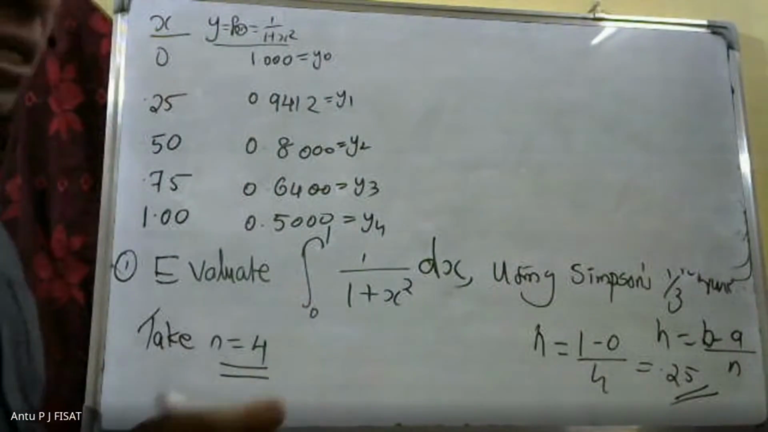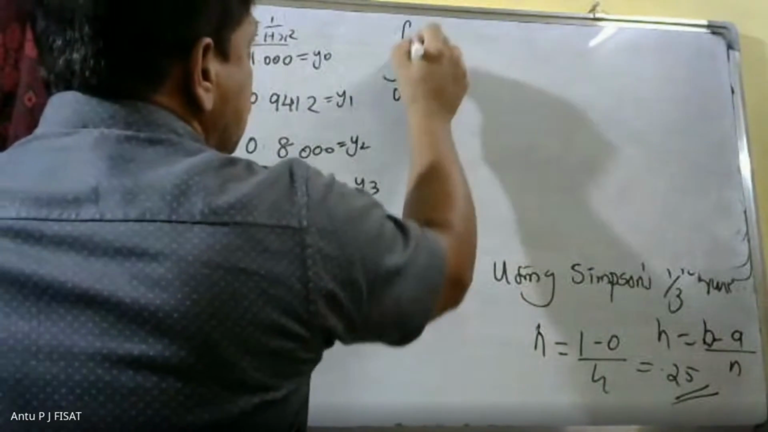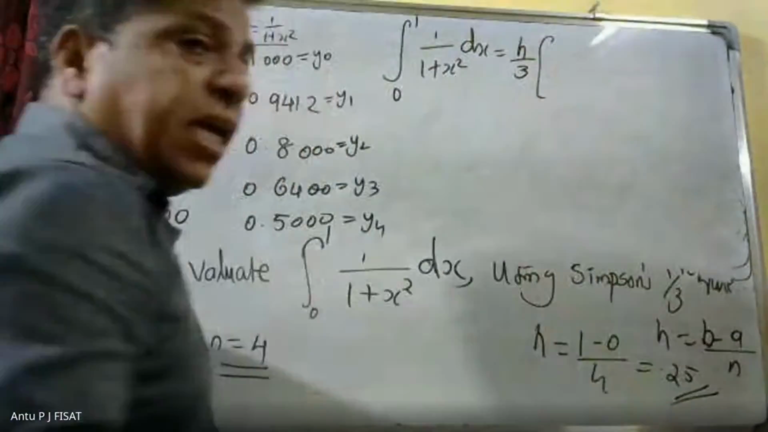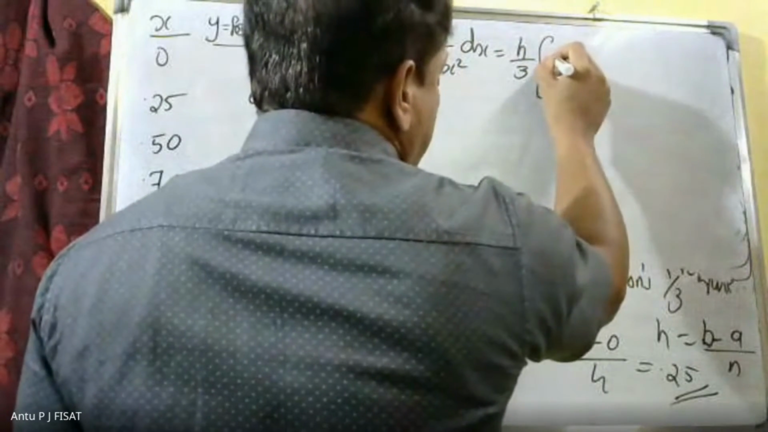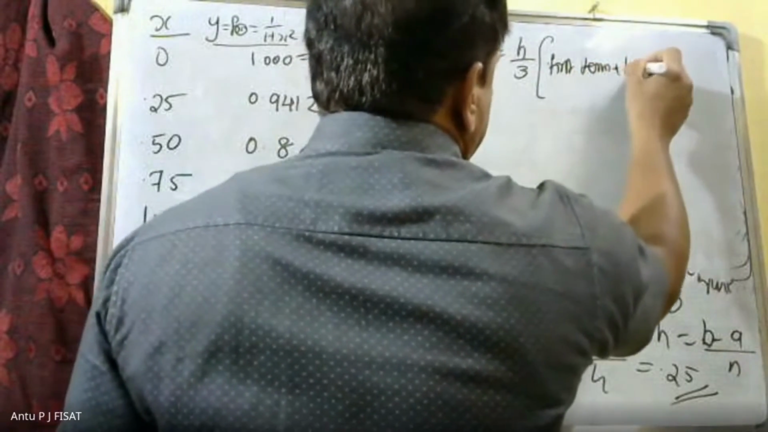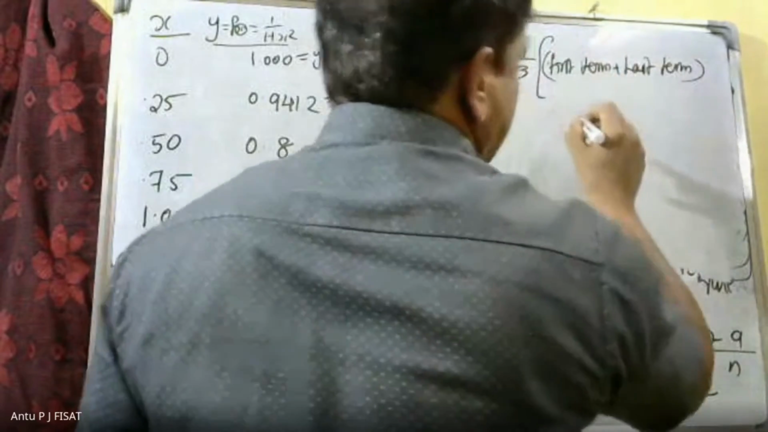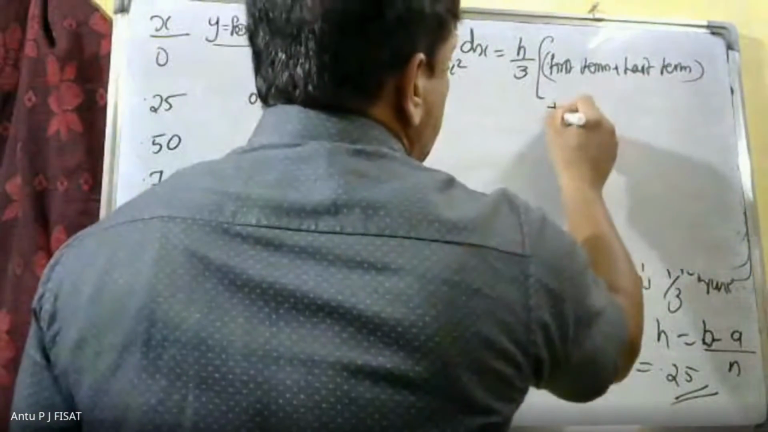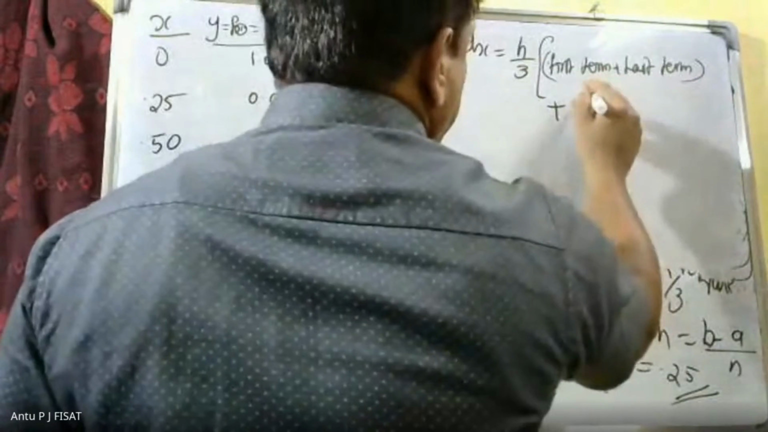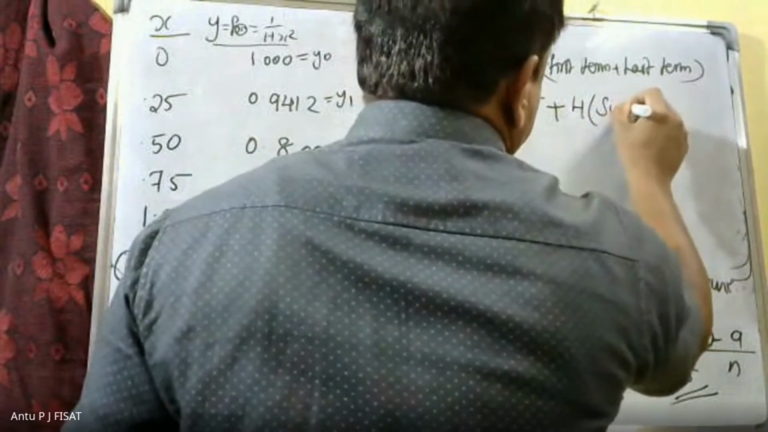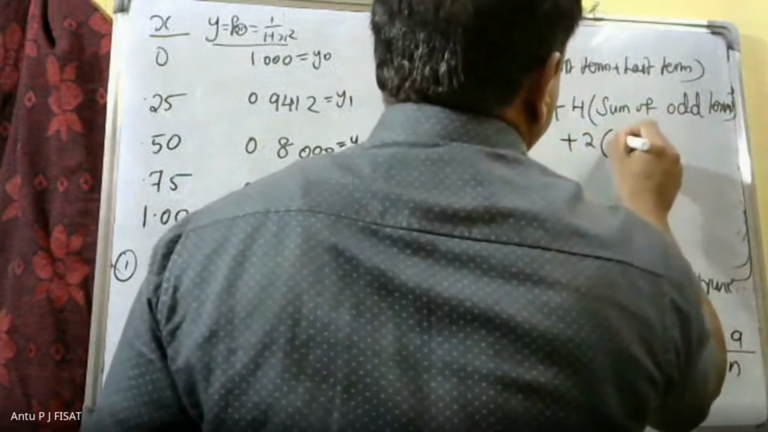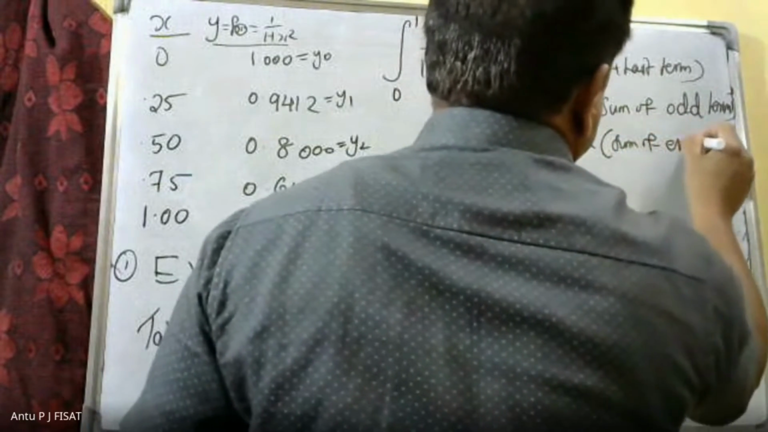Then we can apply the formula. The Simpson one-third formula says that integral 0 to 1 of 1 by 1 plus x square dx is equal to h by 3 into first term plus last term, that is y0 plus yn, plus 4 into sum of odd terms, plus 2 into sum of even terms.